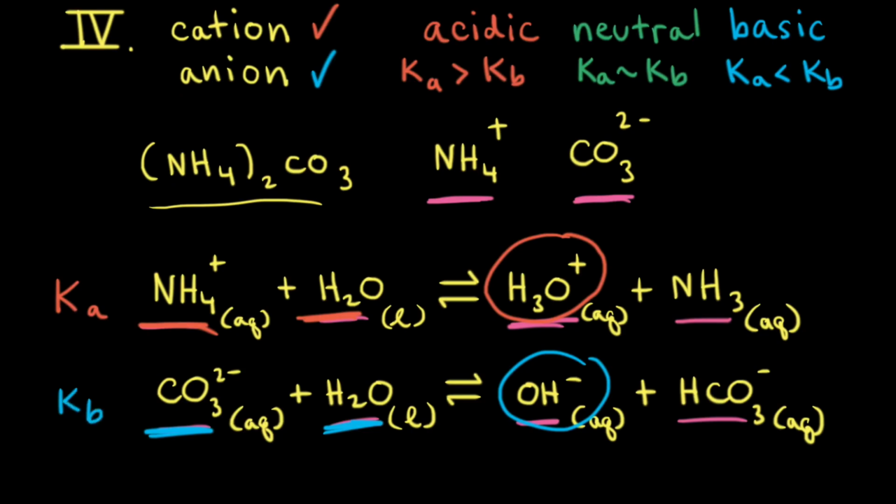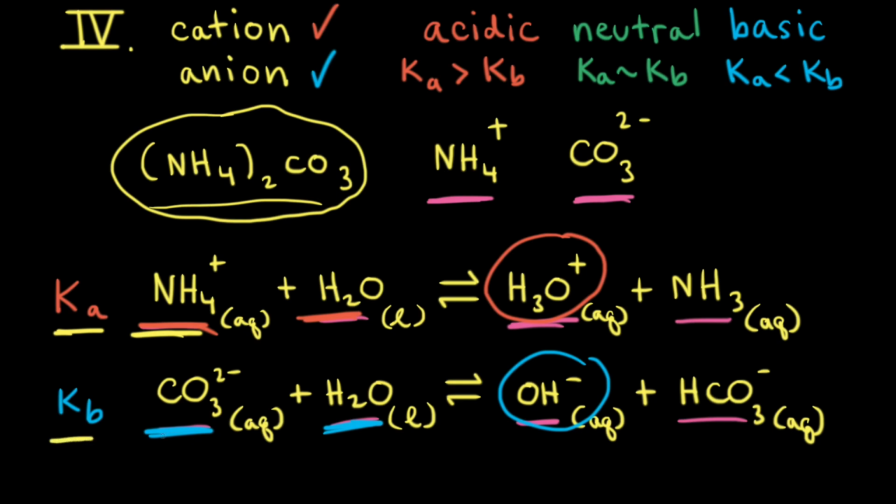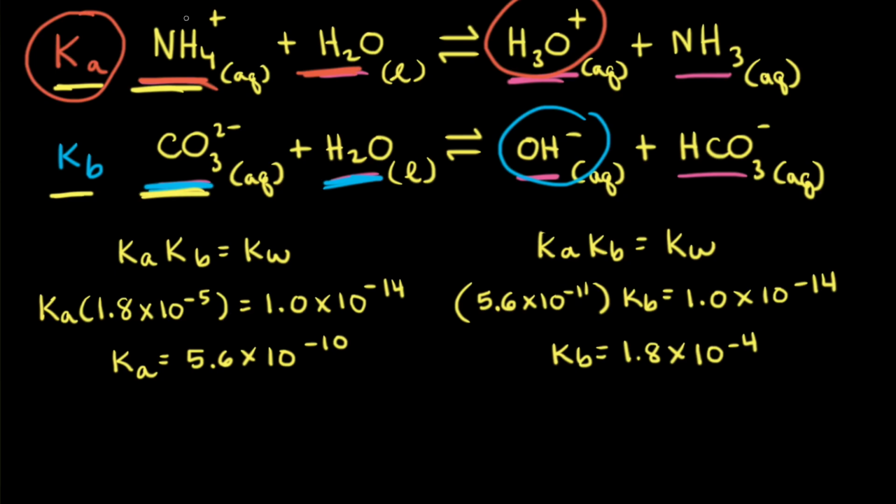To figure out if the aqueous solution of ammonium carbonate is acidic, neutral, or basic, we need to compare the Ka value for ammonium to the Kb value for carbonate. If the Ka value is greater than the Kb value, the solution is acidic. If the Ka and the Kb values are approximately the same, the solution is about neutral. And if Ka is less than Kb, or you could say Kb is greater than Ka, the solution will be basic.